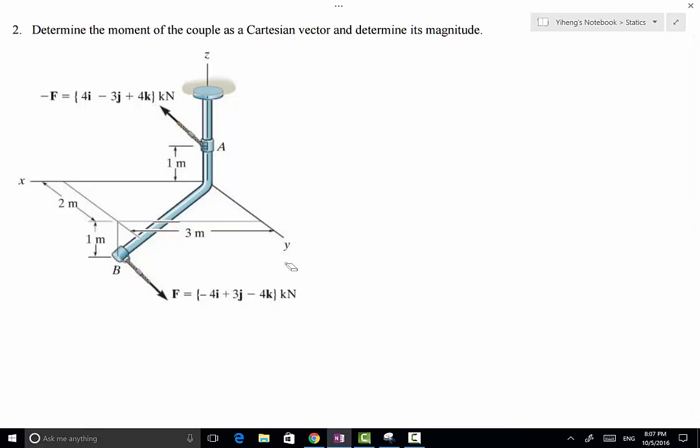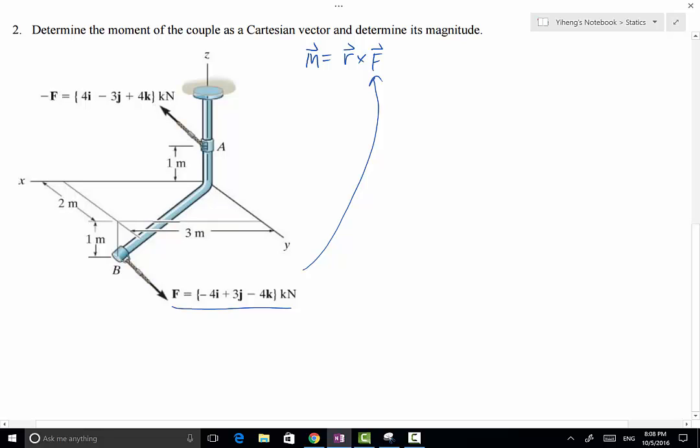So what remains is a pure rotational effect, and we need to determine that moment. And we're going to use this equation, the moment equals, again, position vector cross the force vector. Because we have two force vectors, which one goes into this equation? You actually can choose either one you want, but in this case, because the problem statement gives us this force as a positive force, the other one is negative F. So for that reason, we're going to choose this force to go into this equation.